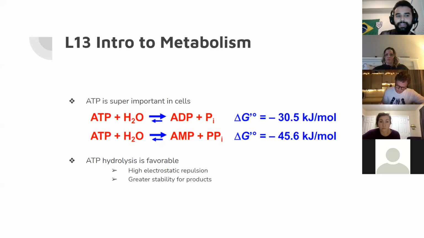So why is ATP hydrolysis so favorable? We're going to go into more detail towards the end of Dr. Pirch's materials for exam 2, but right now, it's really good at breaking itself apart because there's a lot of high electrostatic repulsion. ATP has 3 phosphate groups, and these phosphate groups are very negative, and they hate being close to each other. So that's why it's very favorable to break it apart. Plus, the products are really stable, so they usually don't go back to becoming ATP.